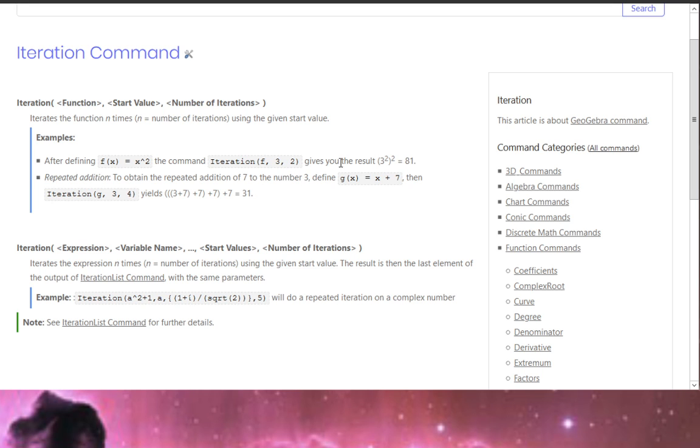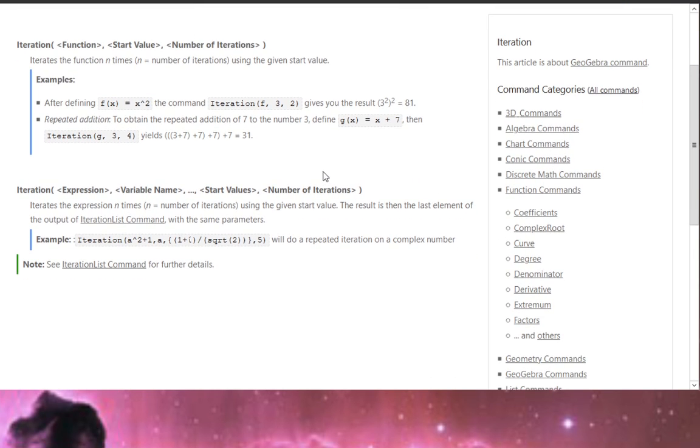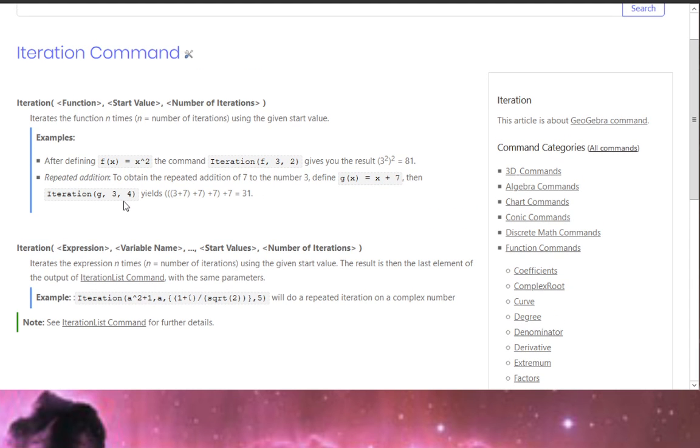Iteration f, 3 and 2 gives you the result 3 squared 2 equals 81. Repeated addition. To obtain the repeated addition of 7 to number 3, gx is 7 is exponent, then iteration g. Iteration g 3 4. Iteration command. Iteration of the functions n times, n equals the number of iterations using a given start value.